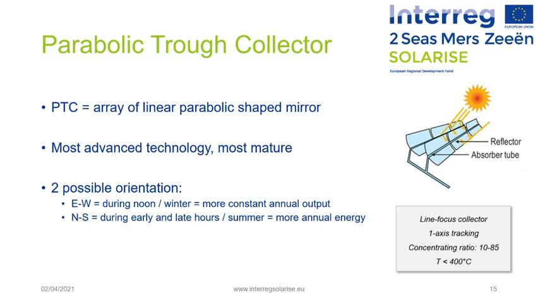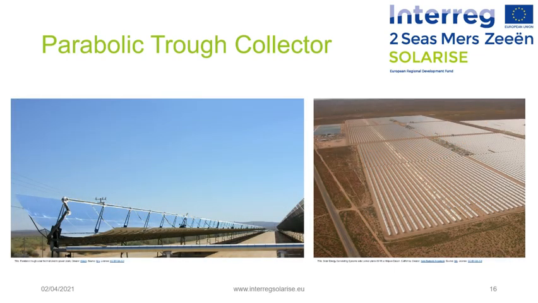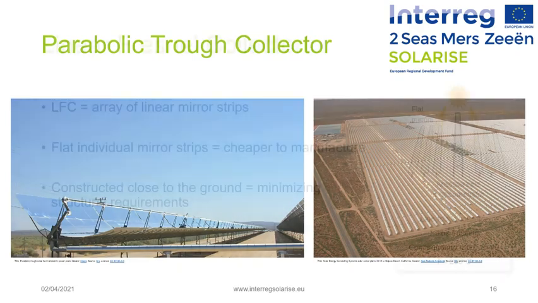Here are some examples of CSP plants using parabolic trough collectors, with on the right several solar field modules of the emblematic Solar Electric Generating System, so-called SEGS, at Mojave Desert in California.